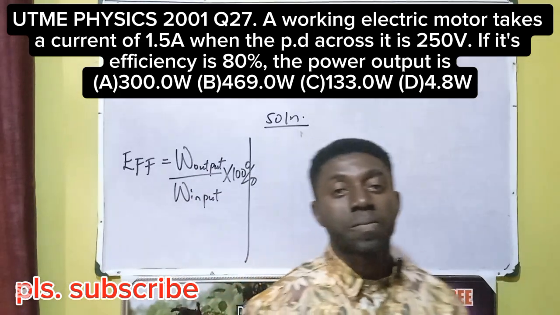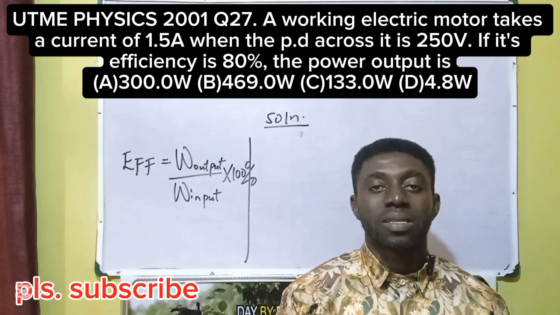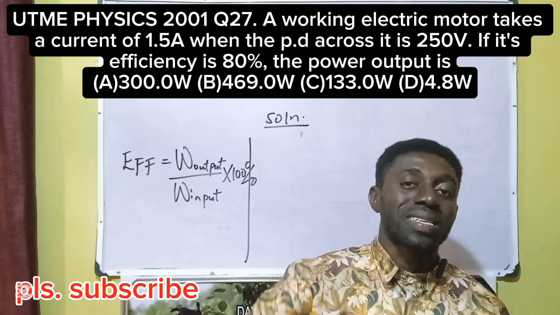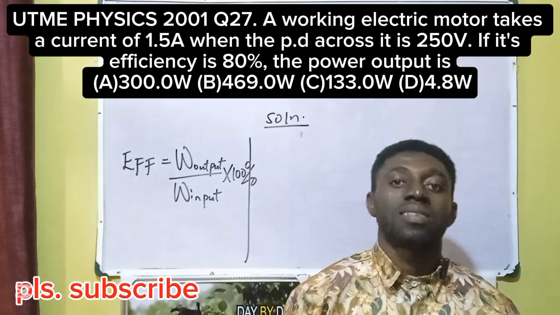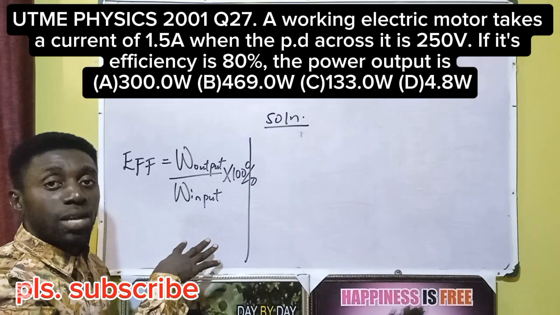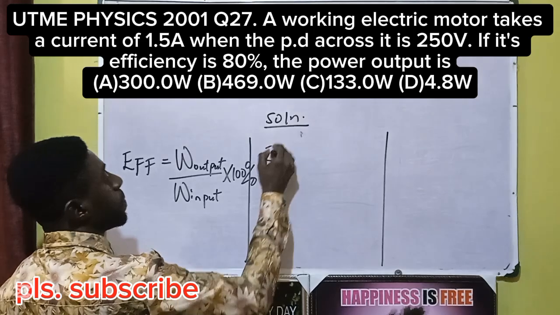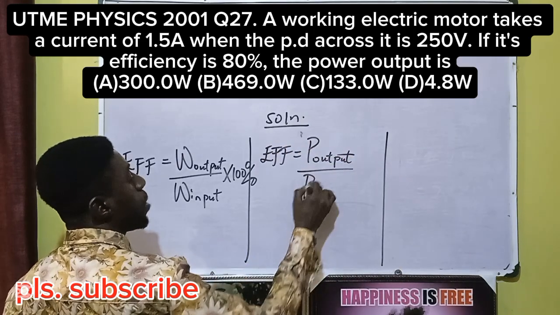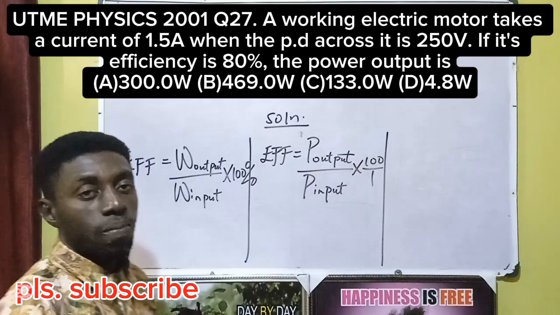And recall, efficiency of a machine is less than 100%. That makes it a real machine. When it becomes exactly 100%, that becomes an ideal machine, a machine that exists in the world of ideas. In the same way, efficiency can also be in the pattern of power. Efficiency can also be power output all over power input times 100 all over 1, or 100%.